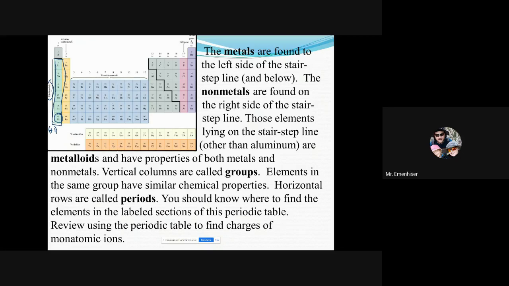The next group is the alkaline earth metals. They're pretty reactive, but a little less so. So this would be group 2. They form +2 ions.